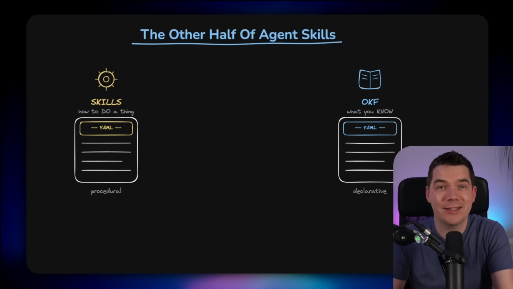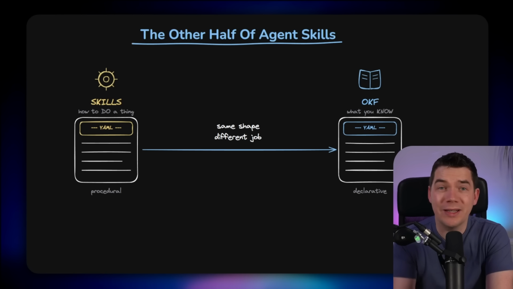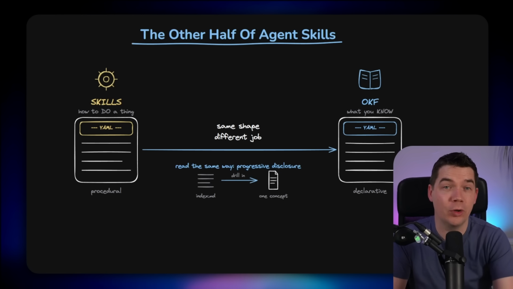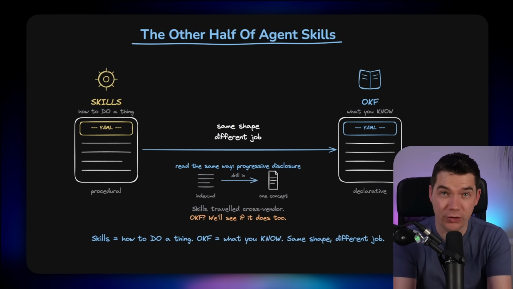It's the facts, the declarative facts that exist in your particular world, in your business, in your life, whatever you use agents for. And these are two portable layers. It's the same convention, but they're sitting at different levels. And you can use them together. So a skill, let's say, could point at an OKF bundle for its particular knowledge. And they have the same progressive disclosure pattern as well.